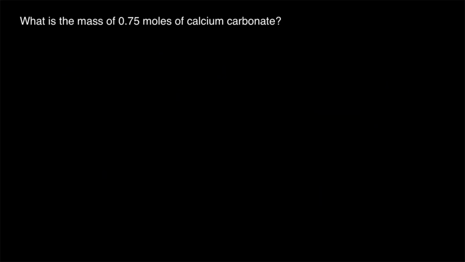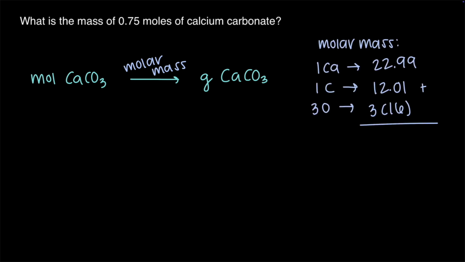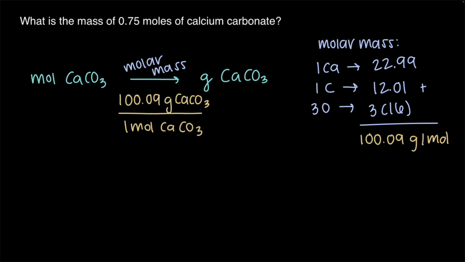In this question, we have, what is the mass of 0.75 moles of calcium carbonate? For the unit map, we are given 0.75 moles of CaCO3, and we need to convert to grams of CaCO3. To convert from moles of CaCO3 to grams of CaCO3, we can use the molar mass because it connects grams and moles together. To find the molar mass, I will add 1 calcium, 1 carbon, and 3 oxygens. The molar mass adds up to 100.09 grams of CaCO3 per every 1 mole of CaCO3.